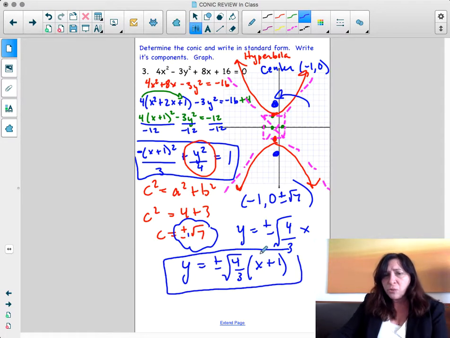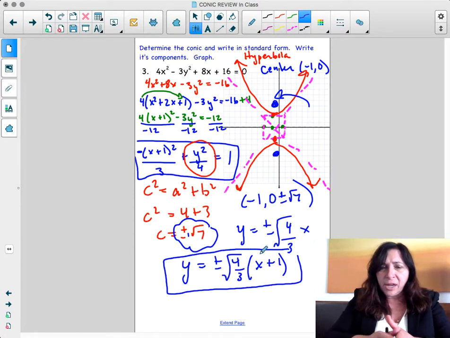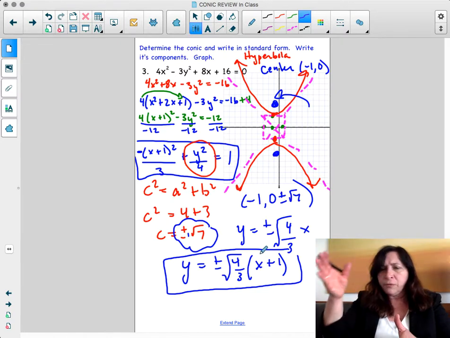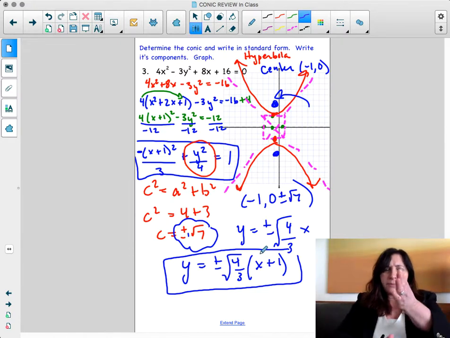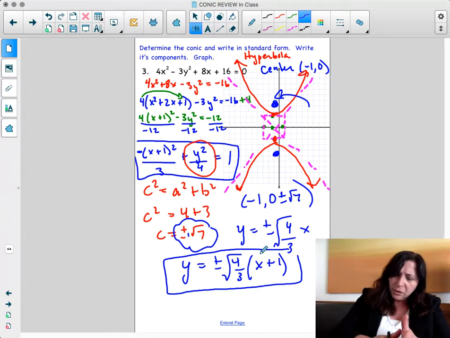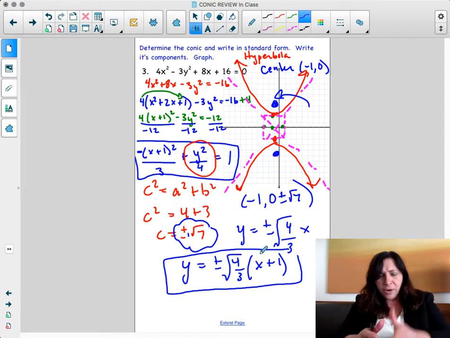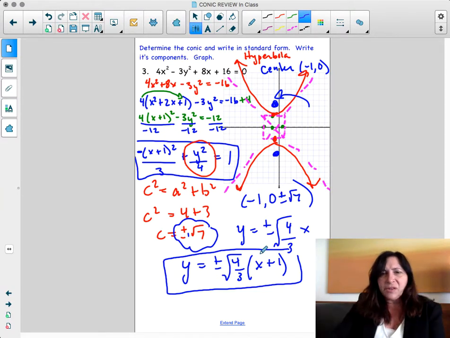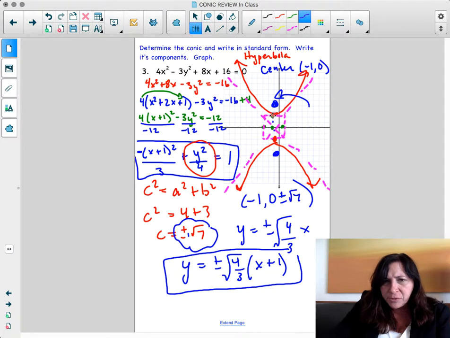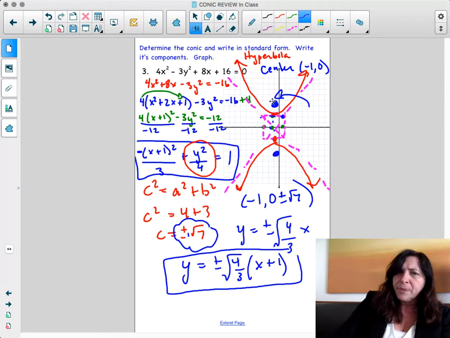Remember, these are lines. So technically, from the center, you're going up 2 over the square root of 3. Then you're going up to the left 3. You're going down 2 to the right 3, and you're going down 2 to the left 3. And so basically, that's what I'm talking about. Up 2 over the square root of 3. Up 2 to the left square root of 3.